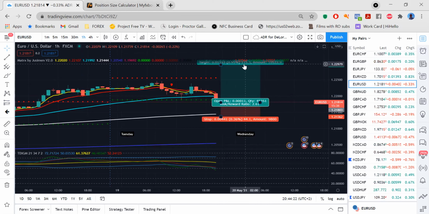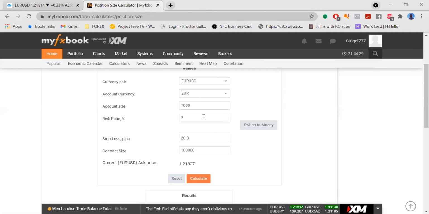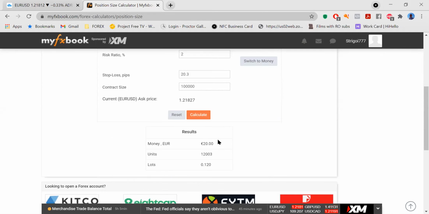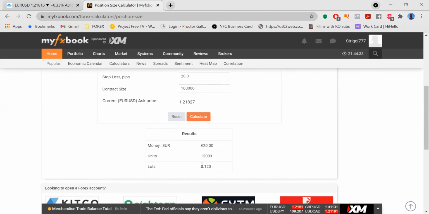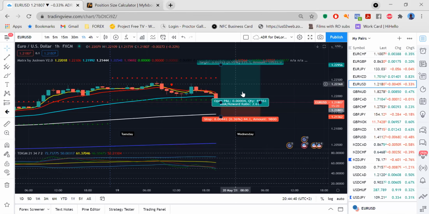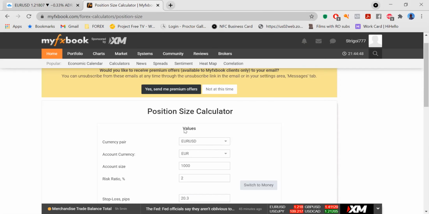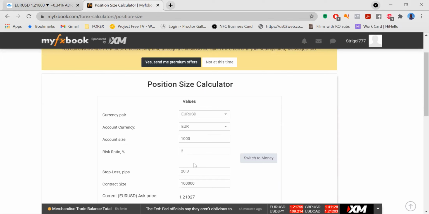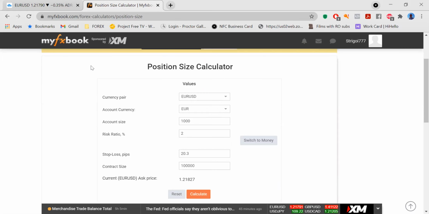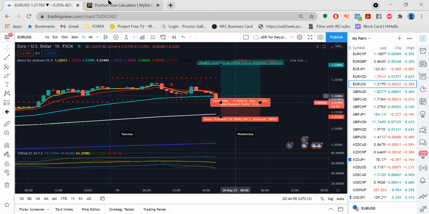It couldn't be simpler. Now that I have my stop loss of 44 pips, I go to my position size calculator and do what I did earlier, okay? So I can calculate my lot size. Once I have my lot size, in fact, let's do it. Let's do some revision. So this is a 44.1 pip stop loss on Euro USD. So Euro USD, I've got a 1,000 euro account, 2% risk. What was the stop loss? 44.1.